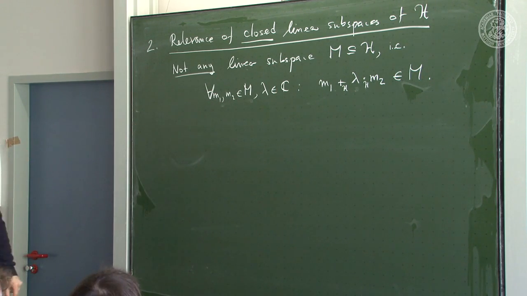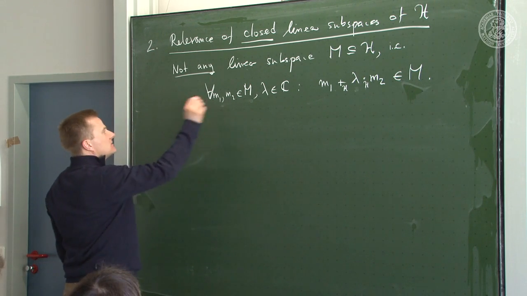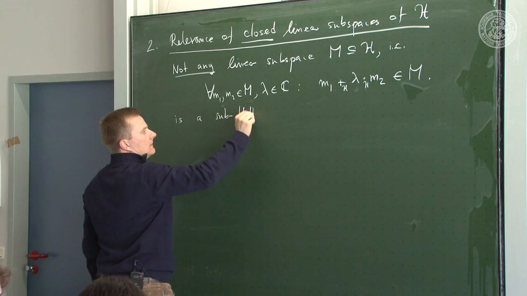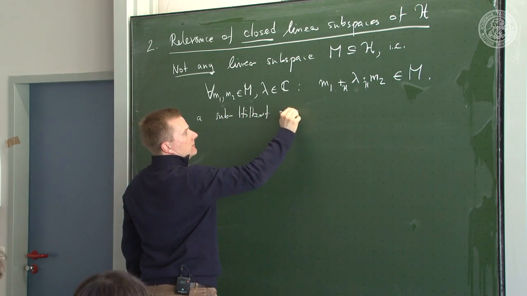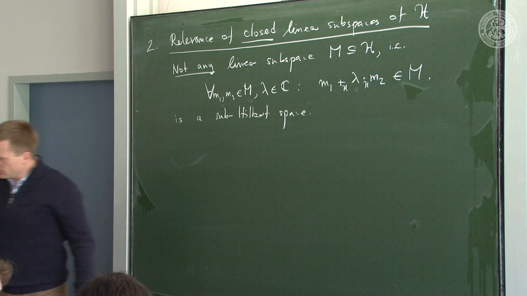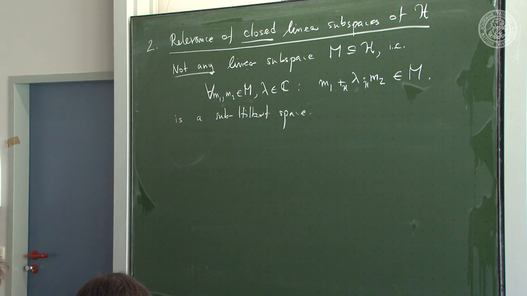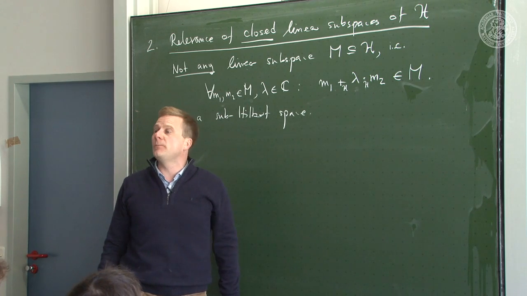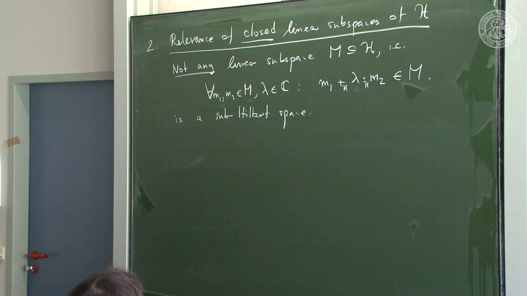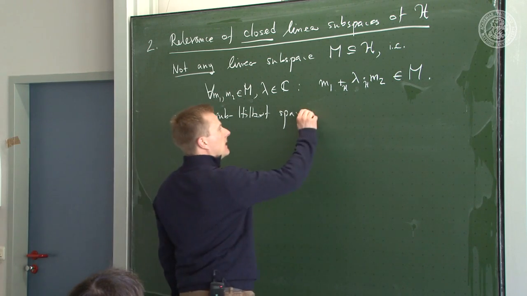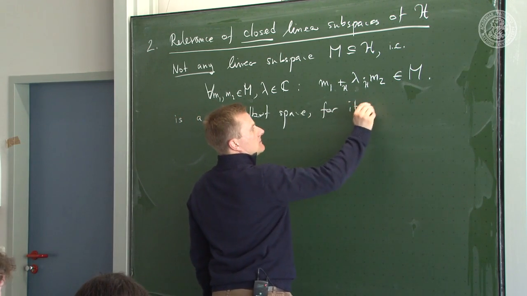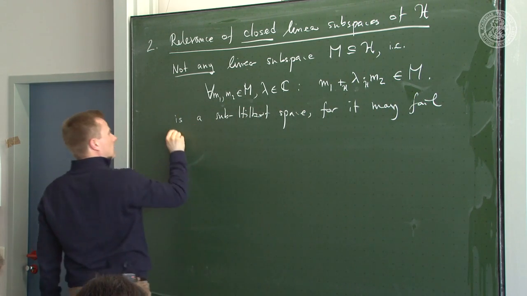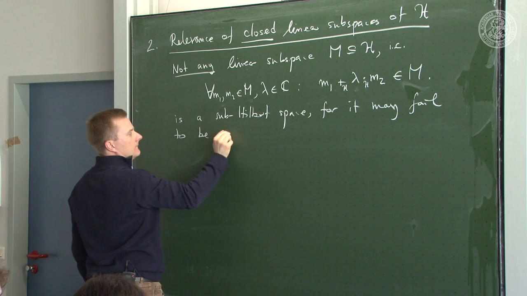Not any linear subspace M in H, that is, sub-vector space, is a sub-Hilbert space, which you might have assumed, because, well, a Hilbert space has more structure than a vector space, has also an inner product, and needs to be complete with respect to that inner product. For it may fail, so this M may fail to be complete.